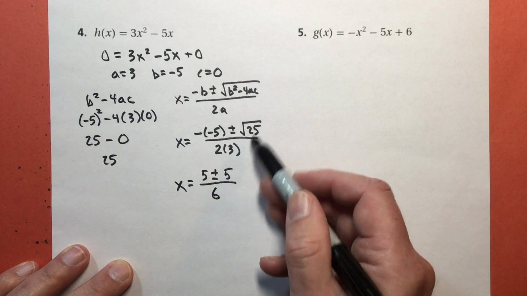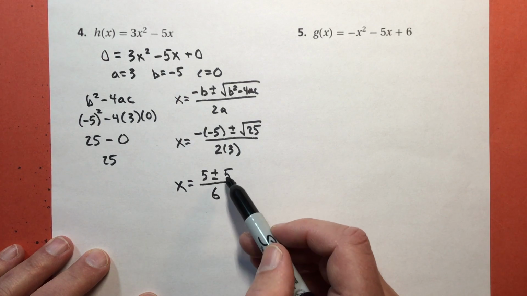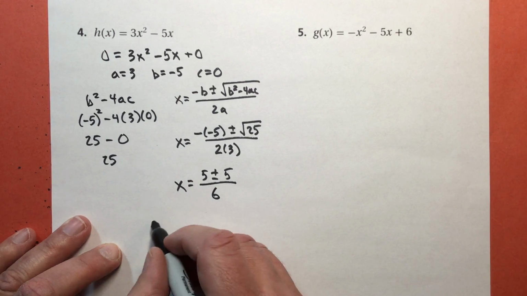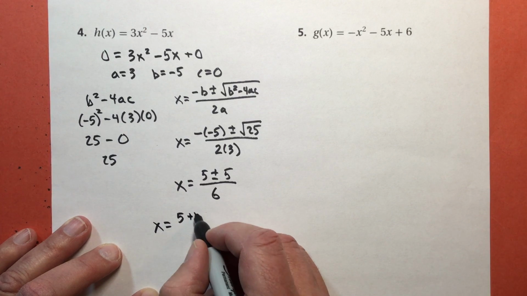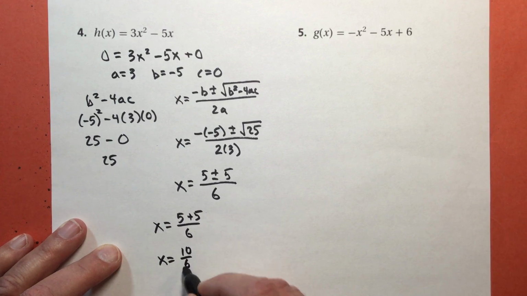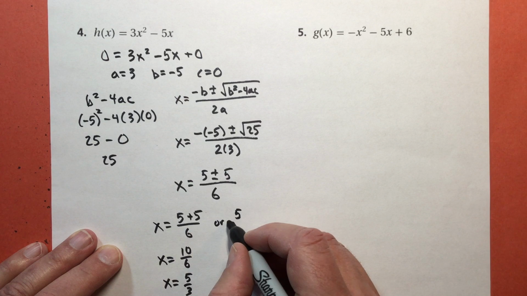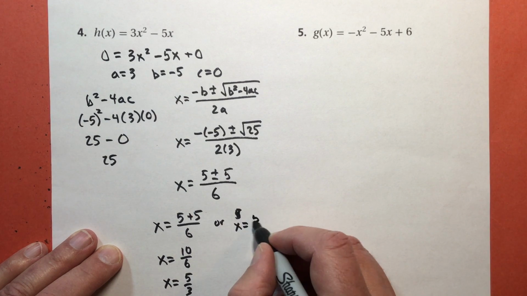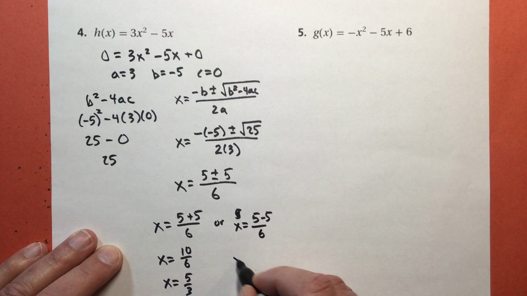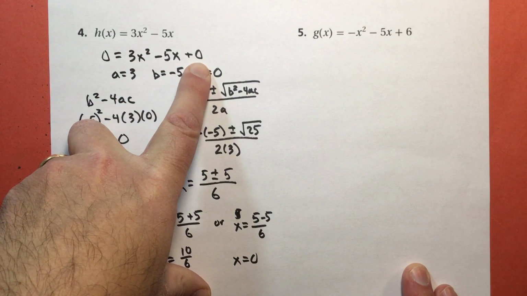Now, since my radical went away, because the square root of 25, I know what that is, I can keep simplifying this. So I get 5 plus 5 divided by 6. That's 10 over 6, but I should reduce it to 5/3. My other one is x equals 5 subtract 5 divided by 6, and that's just 0.